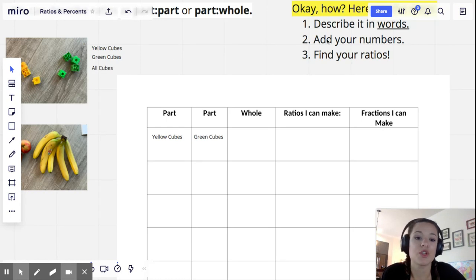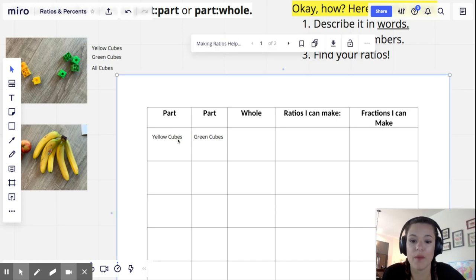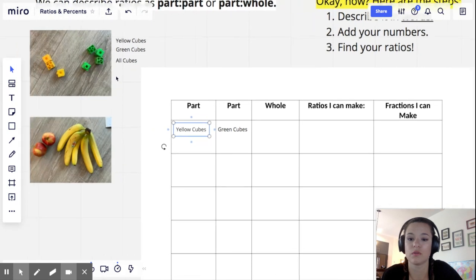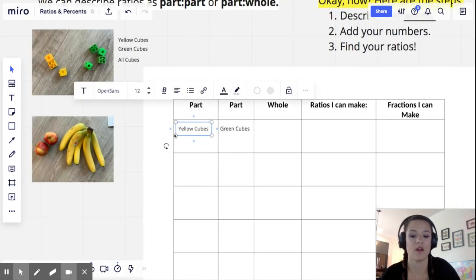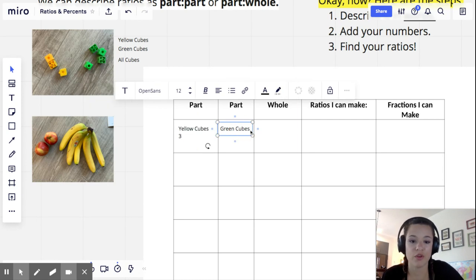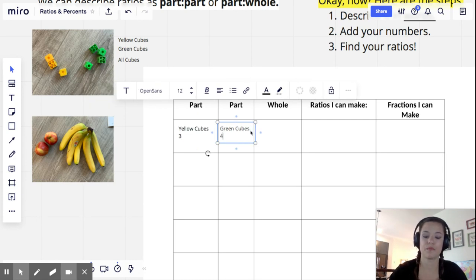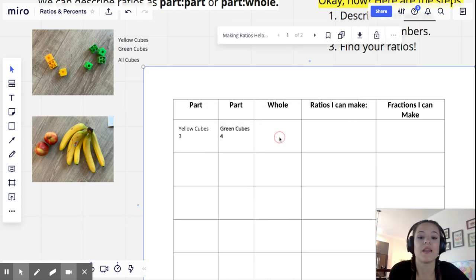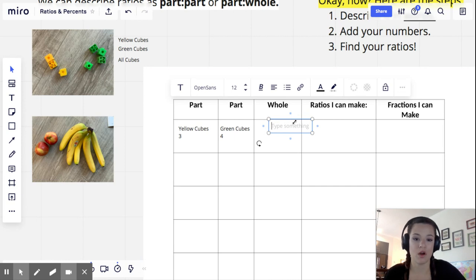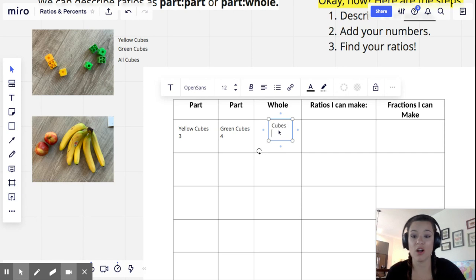Then I'm going to add my numbers. So how many yellow cubes do I have? If you look, I have 3 yellow cubes. And I have 1, 2, 3, 4 green cubes. Now my whole set is cubes. That's my unit right now. And I have altogether in my set 7 cubes.